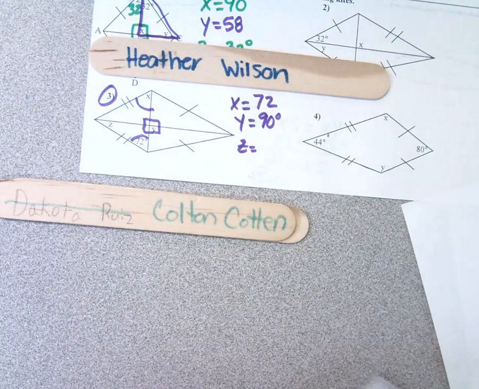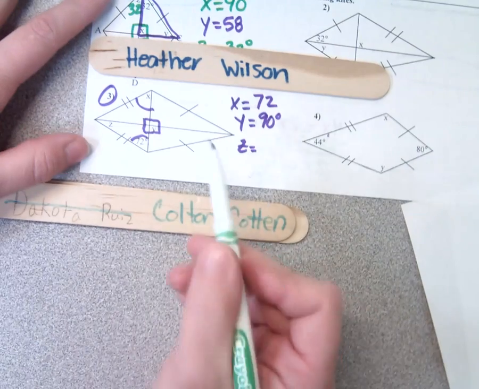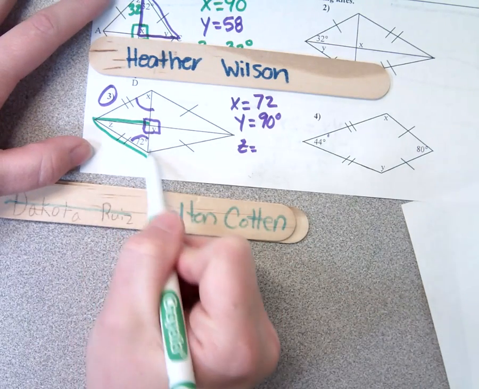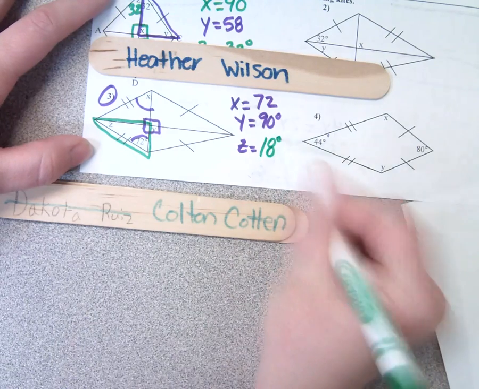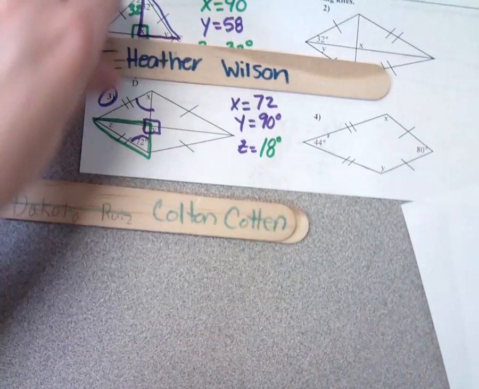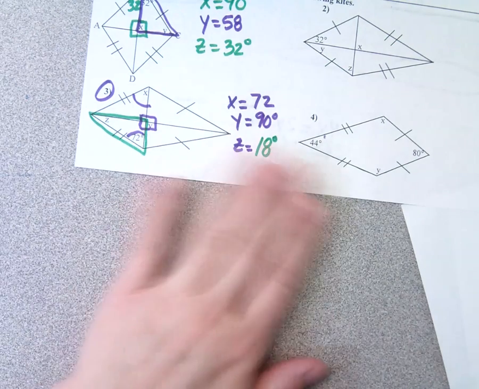And Colton C, how about z? 18. How'd you get it, hun? I added up 90 and 72. Beautiful. You add up your 90 and 72 and take it away from 180, so z is 18. Okay, go ahead, put picture number 4 in your foldable. And then we'll talk about it.